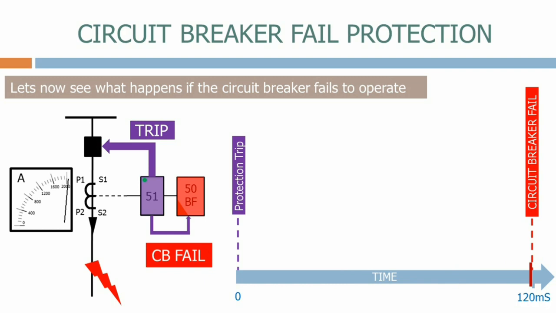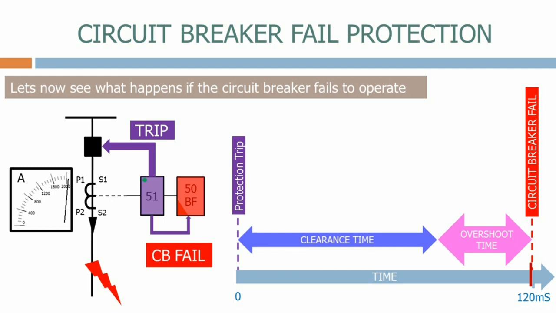After the fixed time delay, the circuit breaker failure relay operates and initiates a circuit breaker failure. The time delay that we wait before declaring a circuit breaker failure consists of the clearance time and the overshoot time.